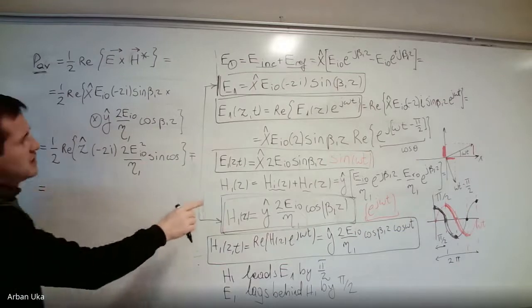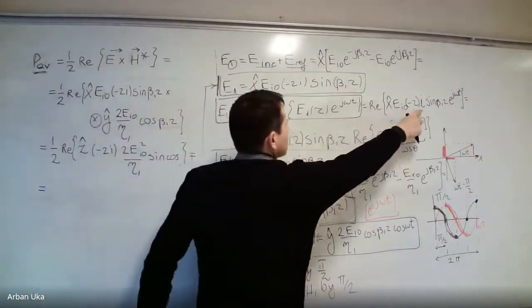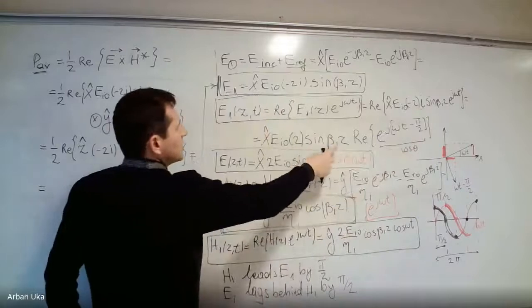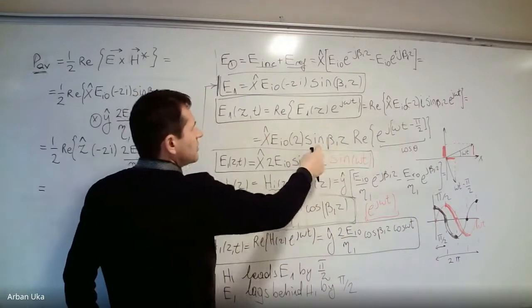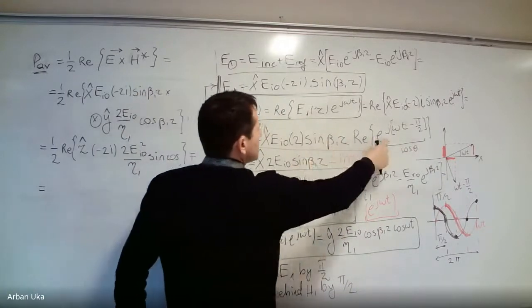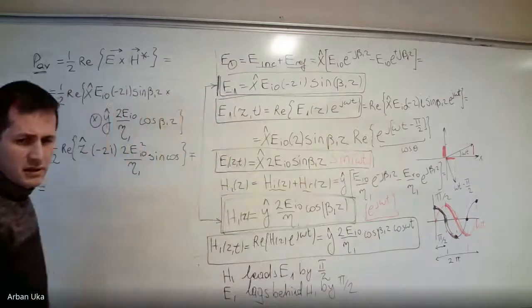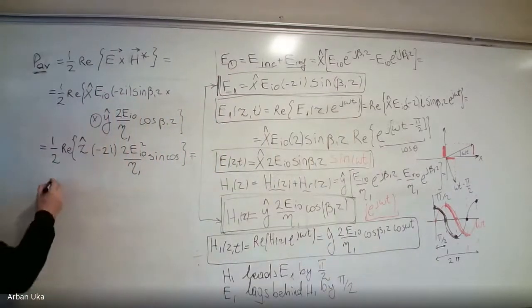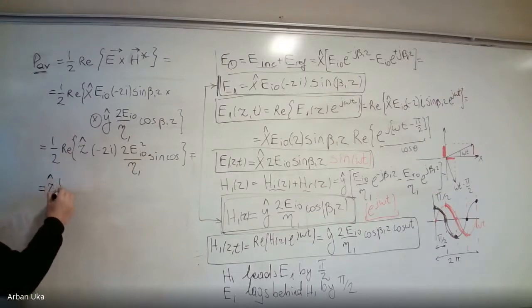So what we did here is that all of these terms, sine, beta, 1, z, we took them out of the real part because they were constants. What was left inside, they were complex terms, right? So would you agree if we take them like this? We put here z direction times 1 over 2 times minus 2i.